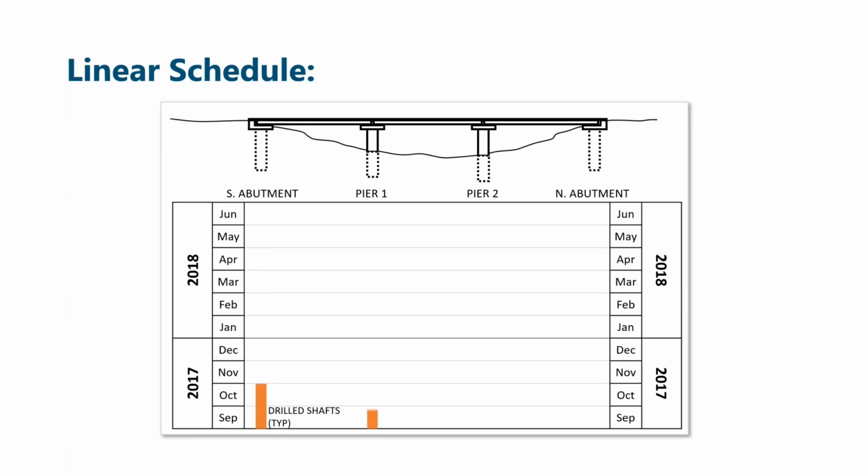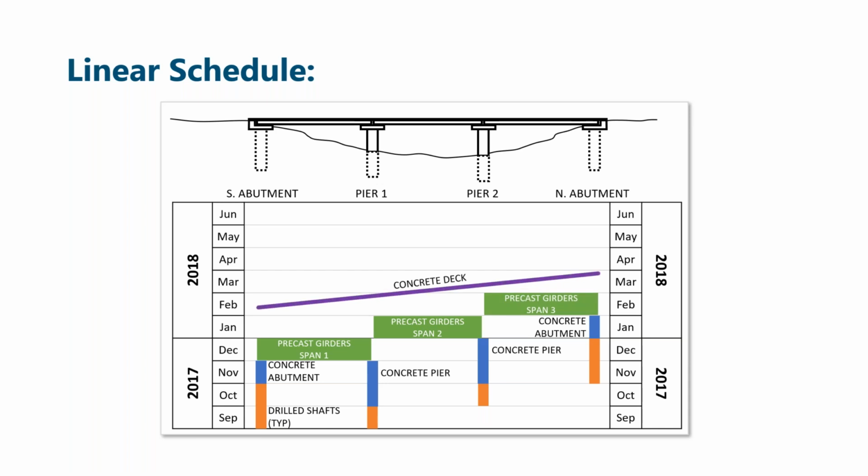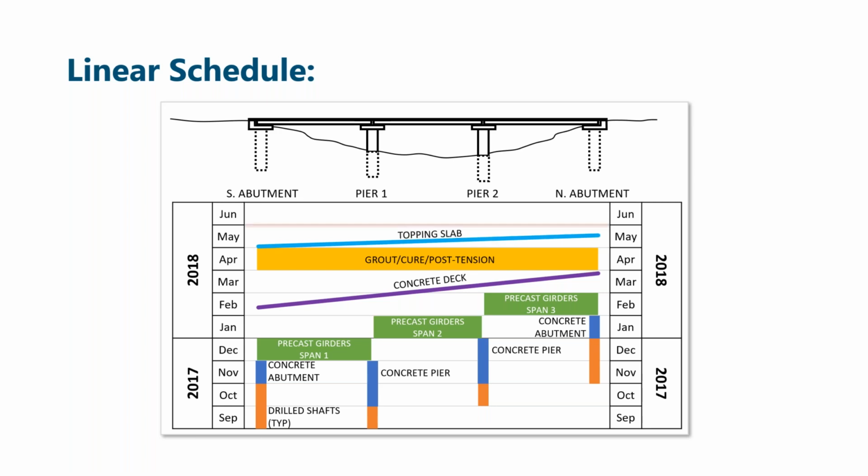We start with the foundations. Then we pour the concrete piers and abutments. We place the girders for each span. Pour the concrete deck. Grouting and post-tensioning to complete the deck. A topping slab for the roadway driving surface. And the line to represent the completion deadline. So again, this is a simple example, but you can see the whole sequence on one page.